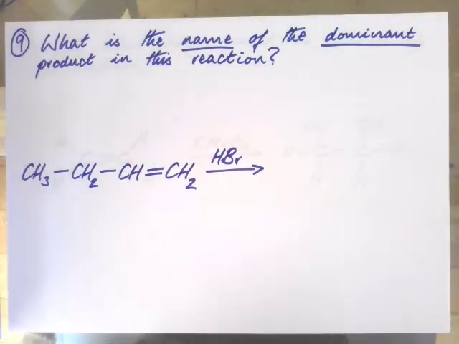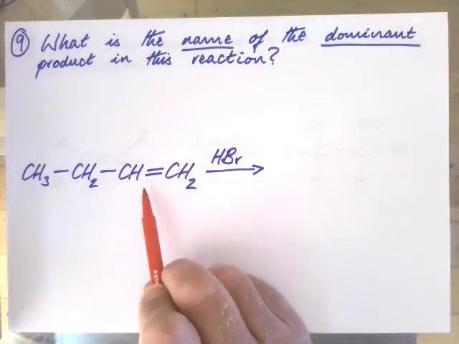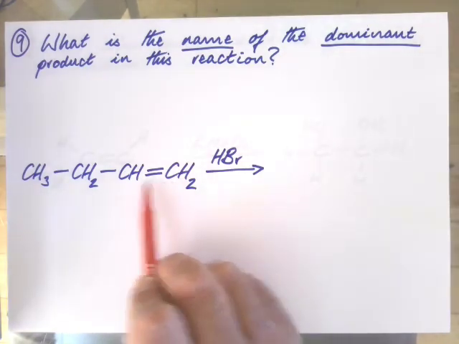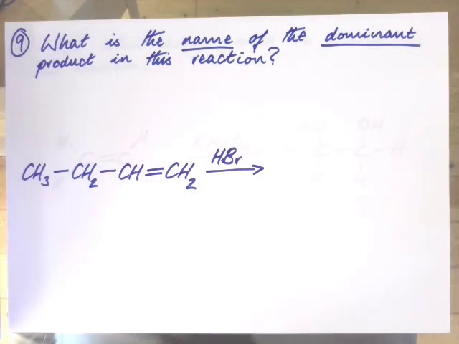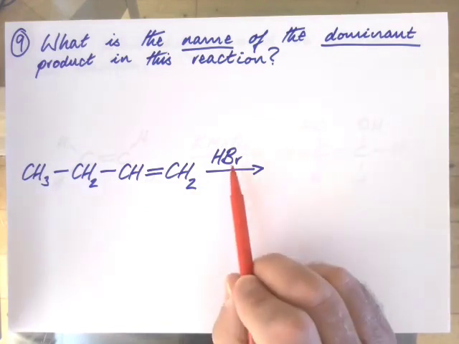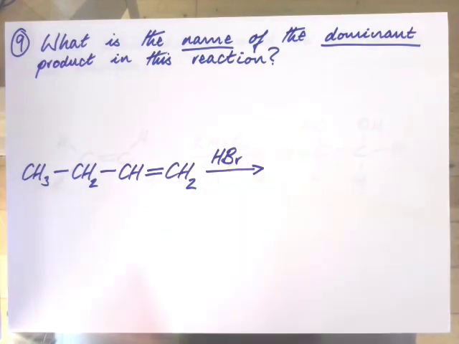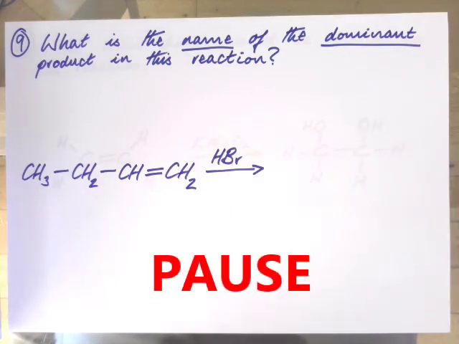Okay. Question number 9. What is the name of the dominant product in this reaction? The dominant product. If you remember in your poster, we talked about non-symmetrical alkenes, like this butene, which can form more than one product when HBr adds to them. I want to know what the dominant product is here. Give the video a pause, have a think, see if you can come up with the right answer.